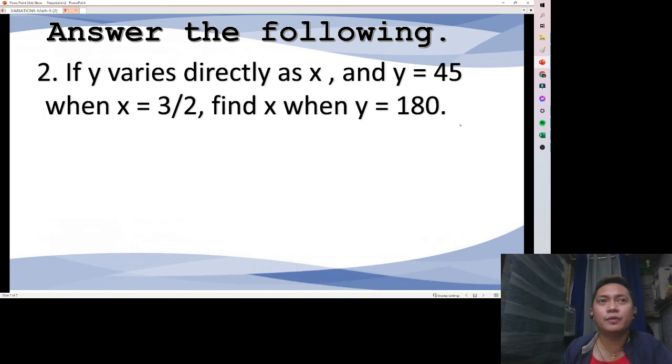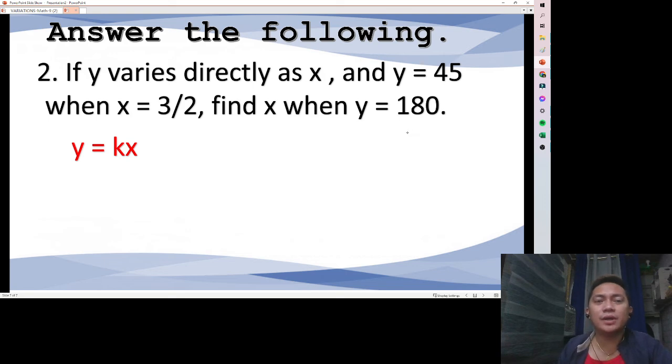Last example for our video tutorial. Next, if y varies directly as x and y is equal to 45 when x is 3/2, find x when y is equal to 180. So now our x is 3/2, fraction gagamitin natin, and y is equal to 45. Find natin daw yung x if our y is 180. As you can see, from 45 tumaas ng 180, therefore itong x must also be increased. 3/2 is equal to 1 and 1/2, or we can say 1.5.